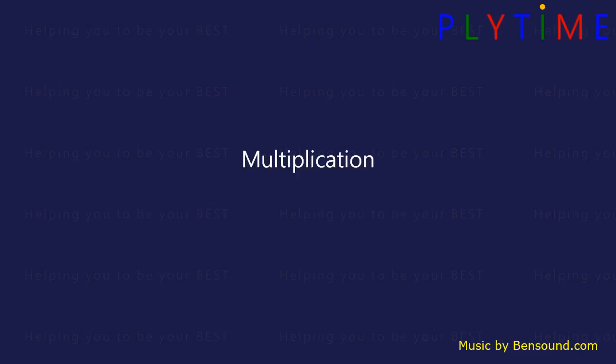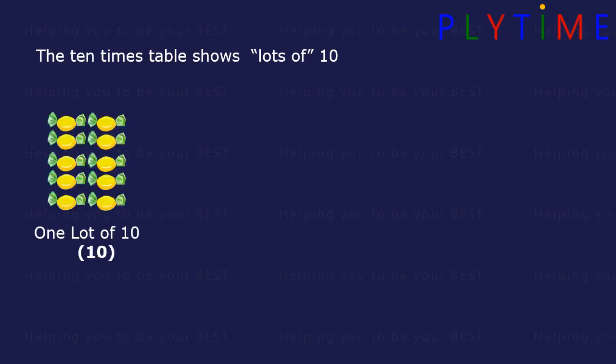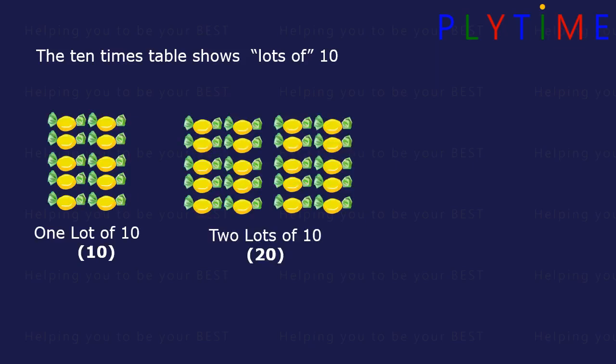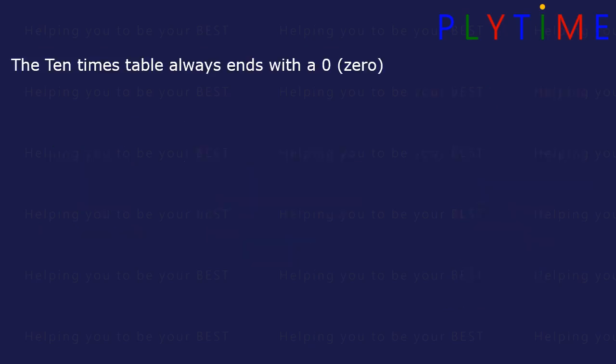Multiplication, the 10 times table. The 10 times table shows lots of 10. One lot of 10 is 10. Two lots of 10 is 20. 3 lots of 10 is 30. The 10 times table always ends with a 0.